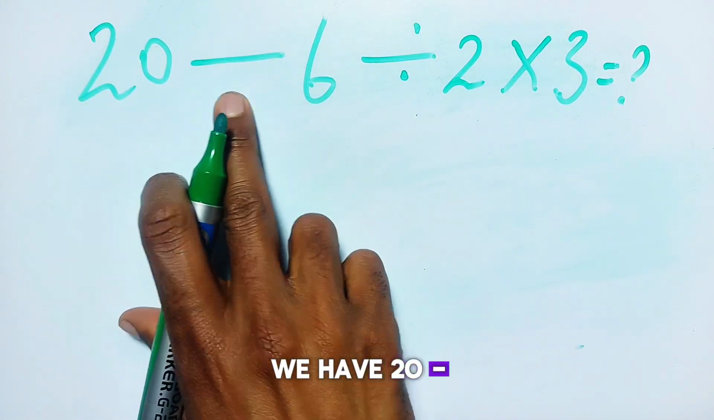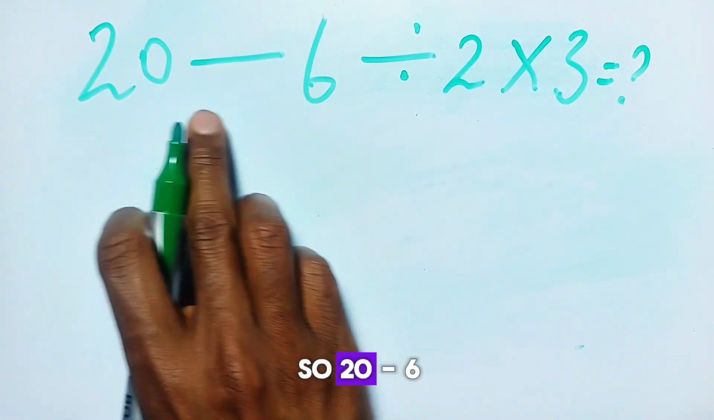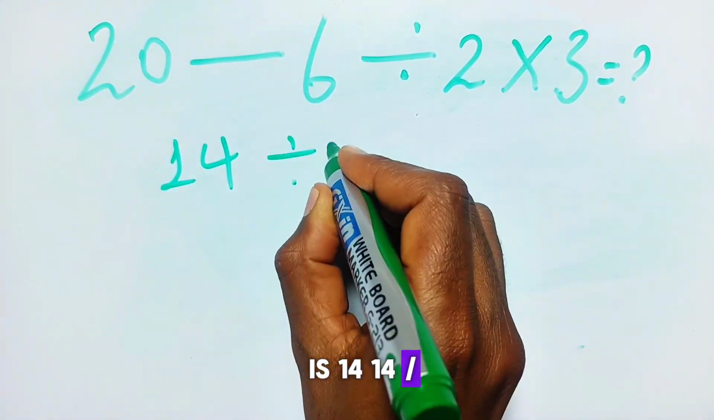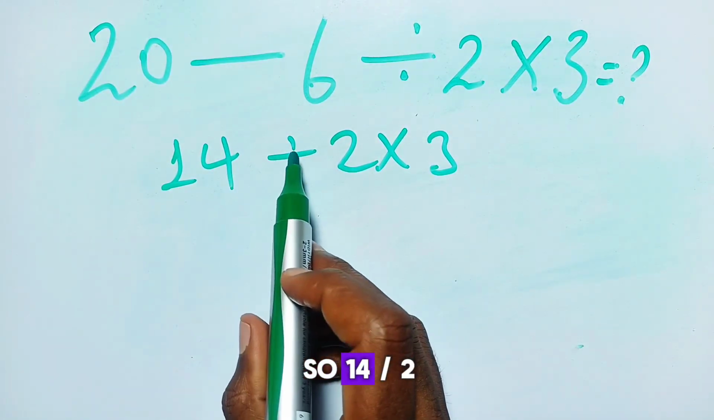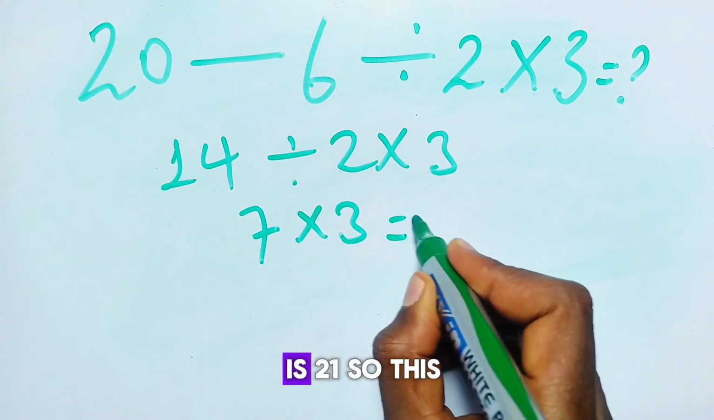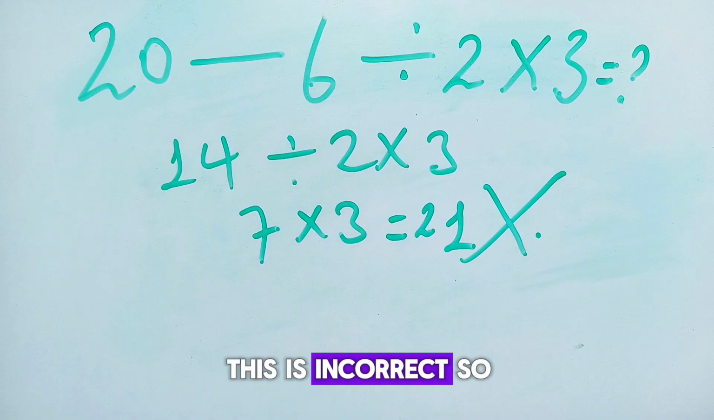We have 20 minus 6 divided by 2 times 3. How much is it? So 20 minus 6 is 14. 14 divided by 2 times 3. So 14 divided by 2 is 7, times 3 is 21. So this is incorrect.